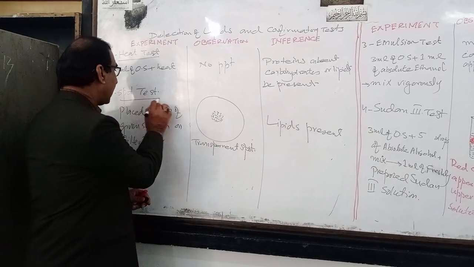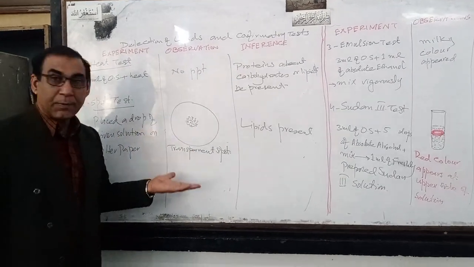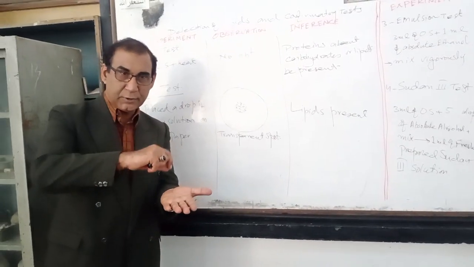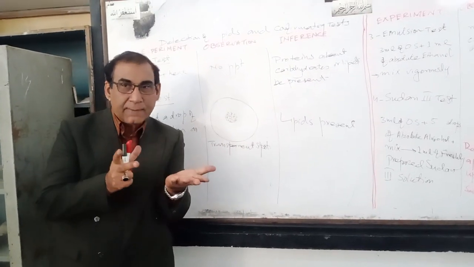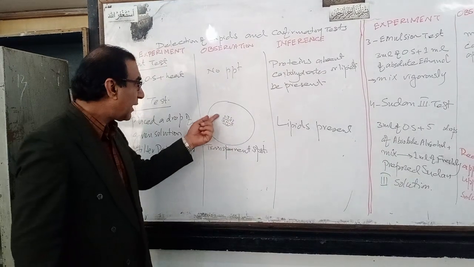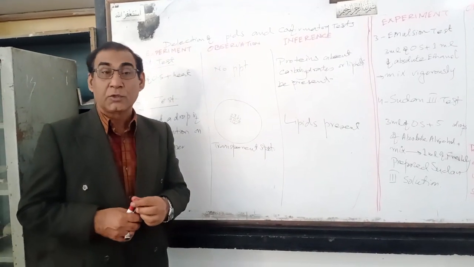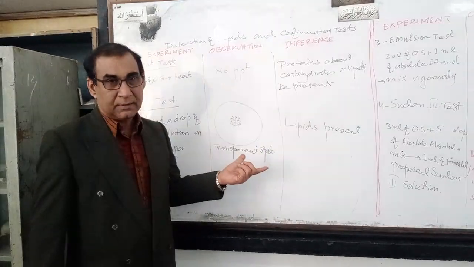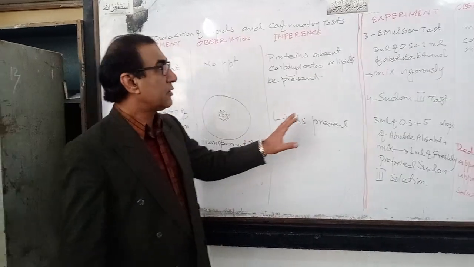Spot test. In this test, you take the filter paper and put a drop of the given solution or the original solution, and you see that it spreads. Wherever that is present, that area becomes transparent. So that is another clue that the lipids are present. Next comes the emulsion test.